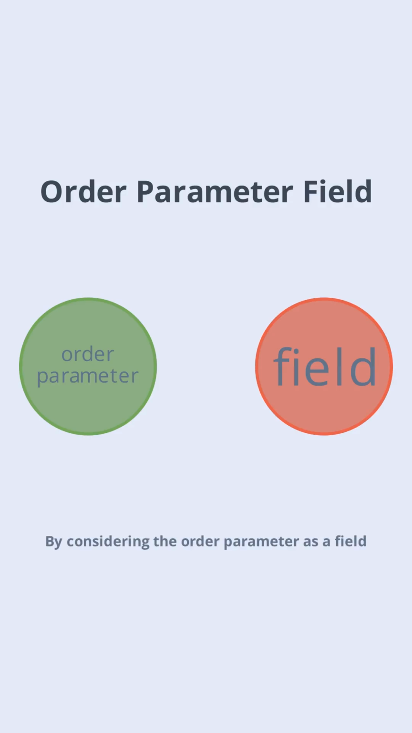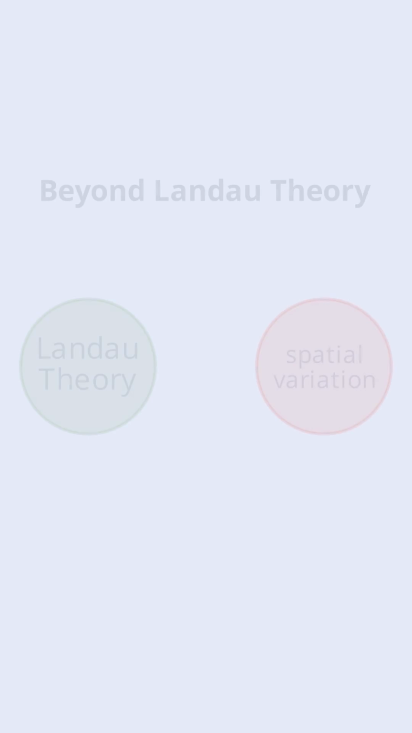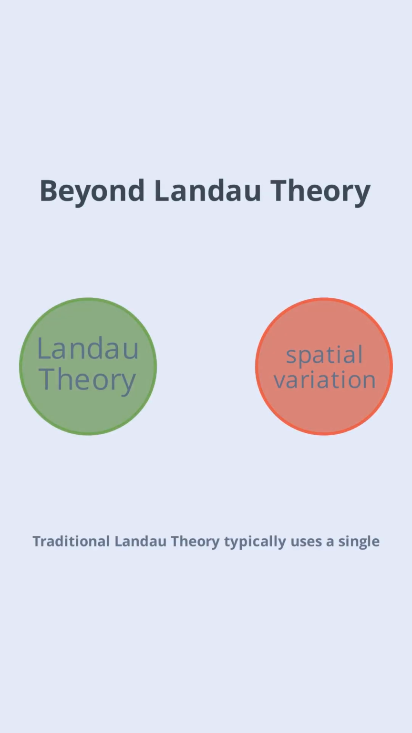By considering the order parameter as a field, we allow it to vary from place to place, capturing the system's spatial complexity. This approach stands in contrast to methods that use a single average value, which can miss important details about local behavior. The order parameter field is our window into the microscopic world, revealing patterns and transitions that would otherwise remain hidden. Traditional Landau theory typically uses a single average value to describe the entire system.